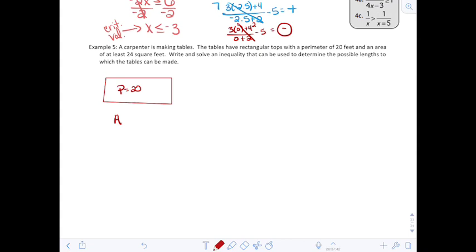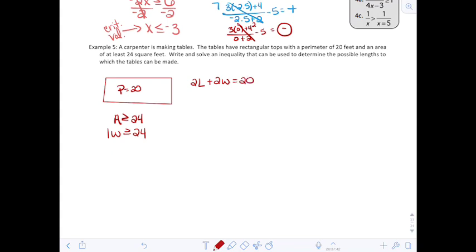So down here, the area is at least 24 square feet. That means it can be 24 square feet exactly, or it can be more than 24. So area is greater than or equal to 24. Write and solve an inequality that can be used to determine the possible lengths to which the table can be made. Well, I know that area is length times width, and I want that to be greater than or equal to 24. I also know that perimeter is 2 times the length plus 2 times the width.